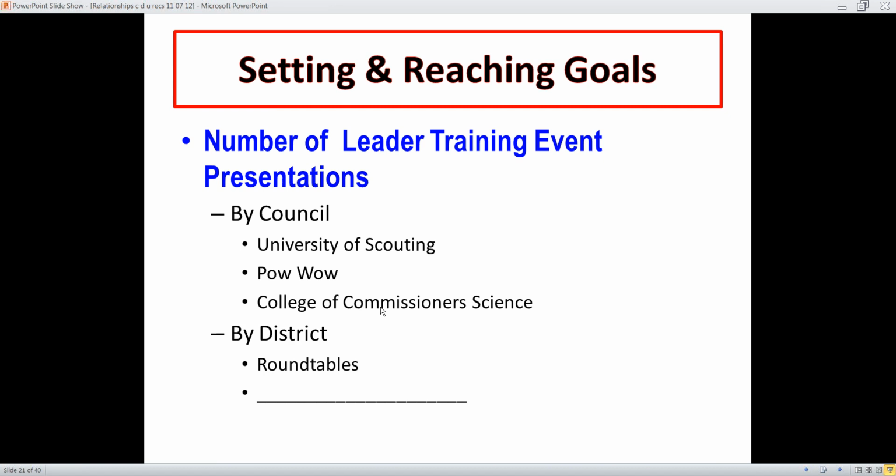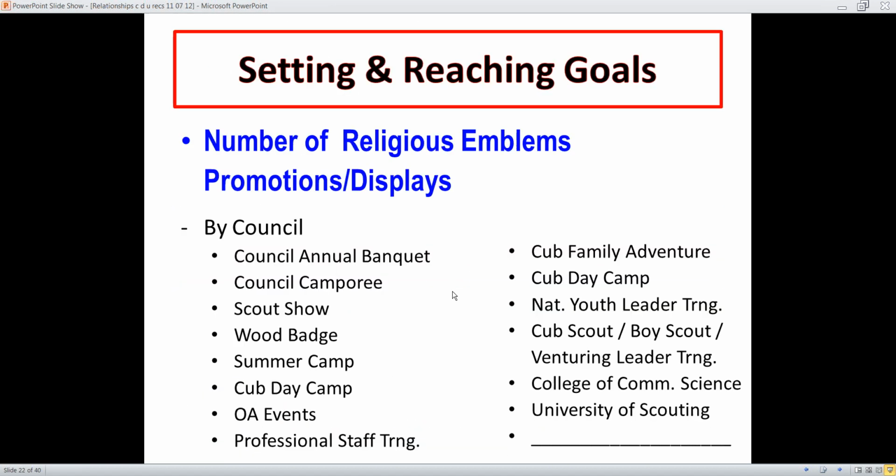I'm not simply listing any. What I'm suggesting is that this is kind of the game plan. How many leader training event presentations are needed? That's where the goal would actually come in, the setting of the numbers. A number of religious emblems, promotions, and displays. Really, the sky is the limit on how many could be done, but in order to set a goal and to reach it, you obviously need to make a list of some of those. So that's why I mentioned these.